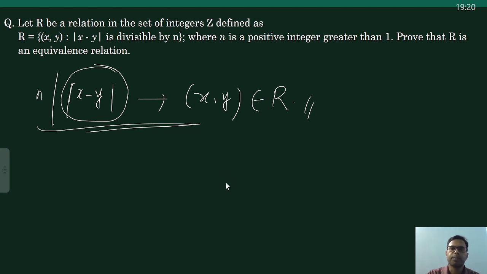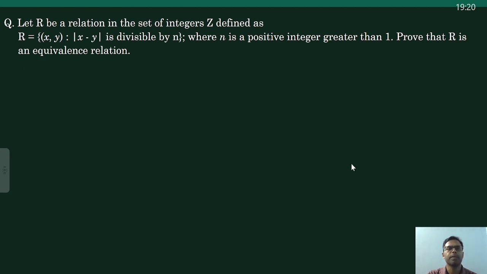We are asked to prove that this is an equivalence relation. Equivalence means we have to prove reflexive, symmetric, and transitive together. So let me go to the solution of the problem.